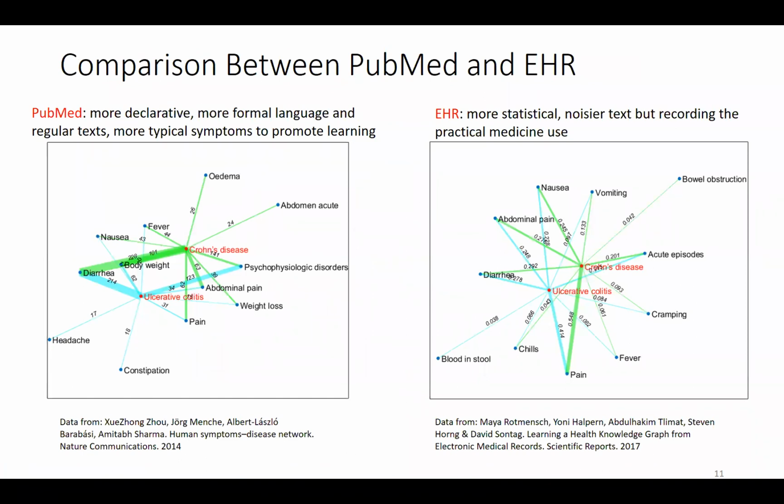So here I show two figures of the same two diseases. It's obvious that the relations detected from EHR are different from the ones extracted from PubMed literature. As EHR is more statistical, noisier than literature, some statistical models needed to be applied here. On the other hand, PubMed is more likely to be formal articles written by researchers, so they tend to only mention typical symptoms to promote learning.